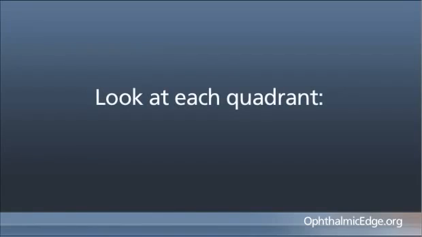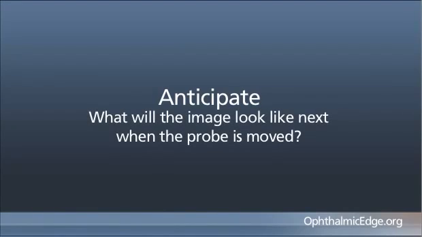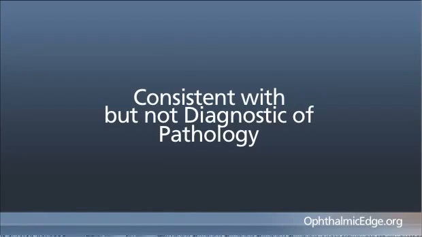So when you're approaching a diagnosis, take your time. Look at each quadrant, both coronally and sagittally. Try to anticipate what the image will look like next if you move the probe. If you can do that, you're really beginning to understand three-dimensional thinking. And finally, these are images which are consistent with, but not diagnostic of, pathology. Just like OCT, we tend to equate the examination and image quality with the actual pathology. It's not that way. We are using a device to image. And like your radiologist friends have learned long ago, it is better to say consistent with than diagnostic of.